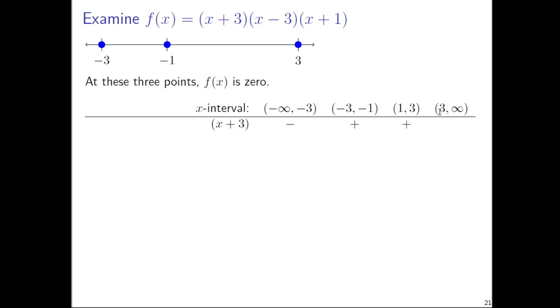And now we need to pick an x value that's bigger than 3. For instance, pick x is 4. And then you have 4 plus 3, which is 7, which is positive. We're going to do the same thing with the next factor. So how about with x plus 1? Sorry for switching the order of the factors.